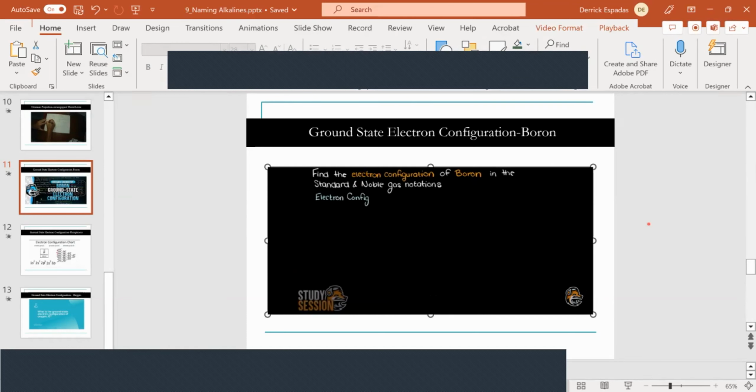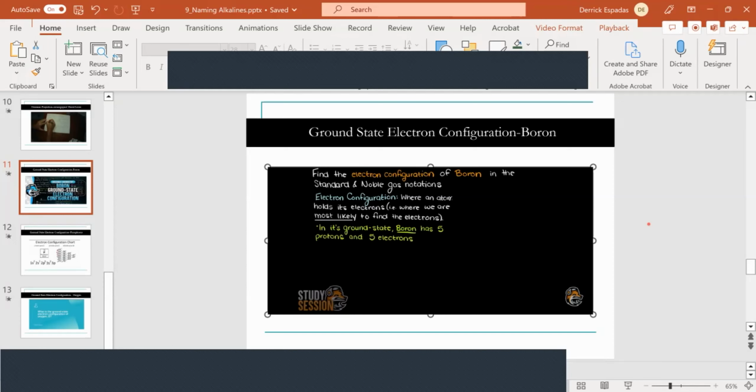When finding the ground state electron configuration of an atom, we are being asked where does this atom place its electrons, i.e. what shells and orbitals are its electrons most likely to be found in. So to solve this, the first thing we need to do is look at our periodic table and see how many electrons our boron atom actually has in its ground or unexcited state. This is the same as its atomic number.